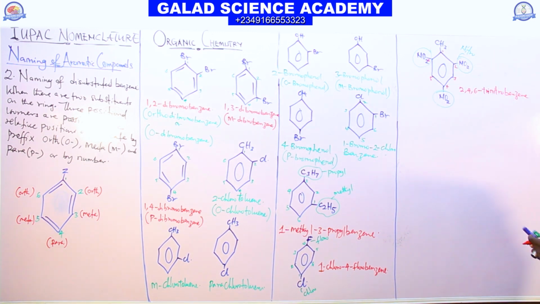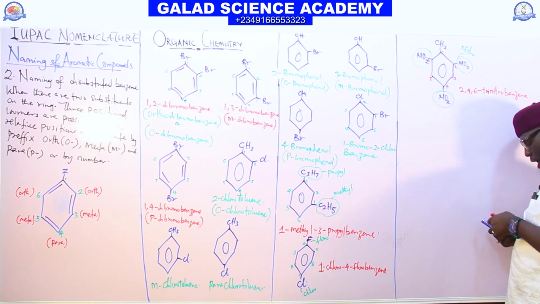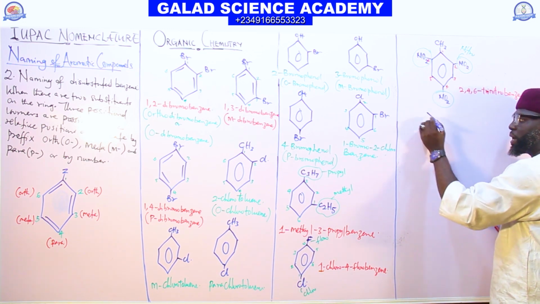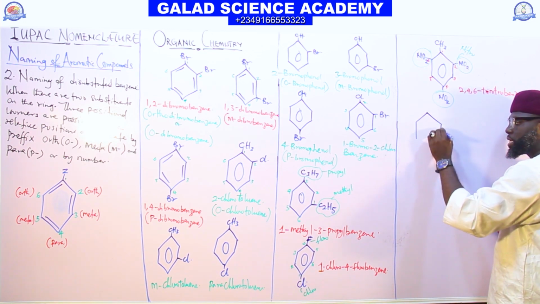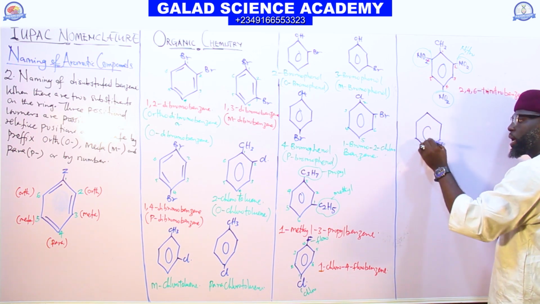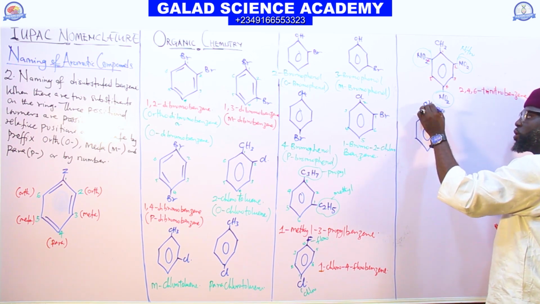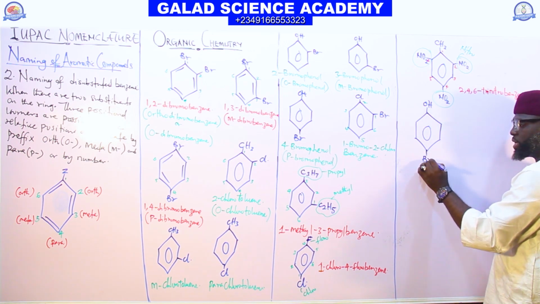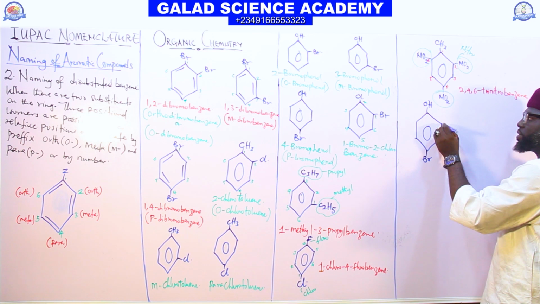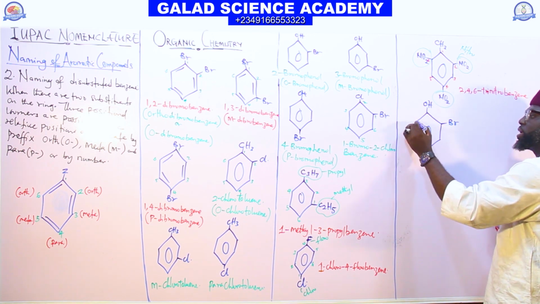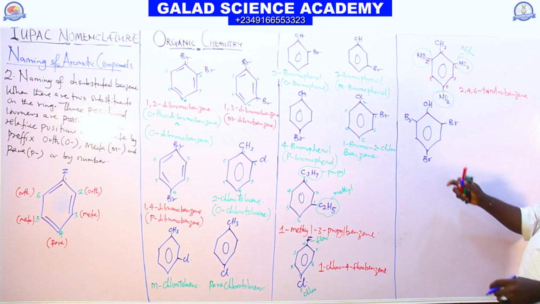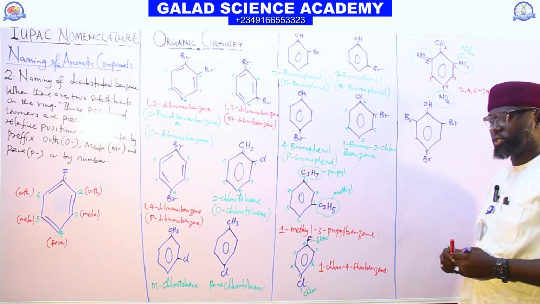So I will give this to name for me, and you put the answer in the comment section. If you have a compound like this, and here we have OH, good. So at this side we have Br. Here we have another Br. Here we have another Br. Name this one too. Tell me the answer in the comment section.